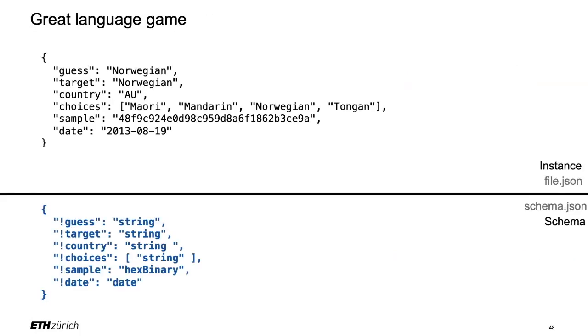Now, this is a concrete example of the great language game, which we will actually use in the exercises. On the top is the document, and the schema that you see at the bottom is extremely simple to describe, right? String, string, string, array of strings. Hex binary is just a binary format that uses base 16. As you can see, base 16, 48F9C9, that's 0 to 9 and A to F, that's called base 16. And then the date with what I showed you with the dashes and so on, right? So who understands that the document on the top is valid against the schema at the bottom, right? Okay, so this is how it works.